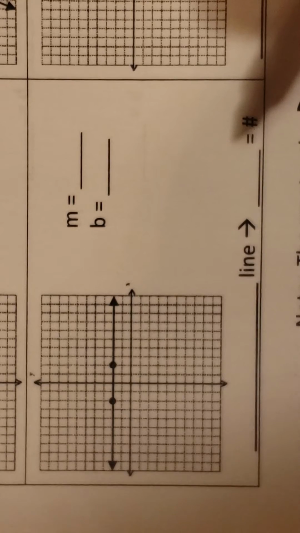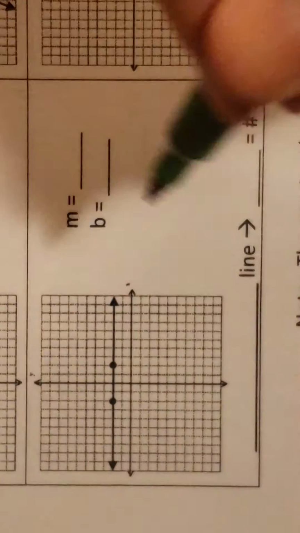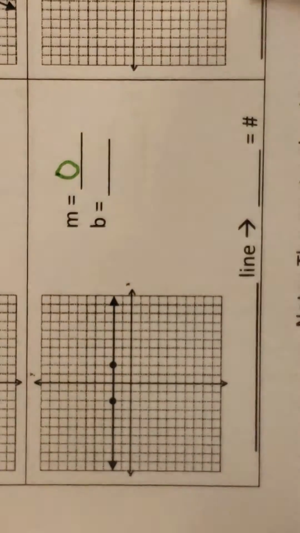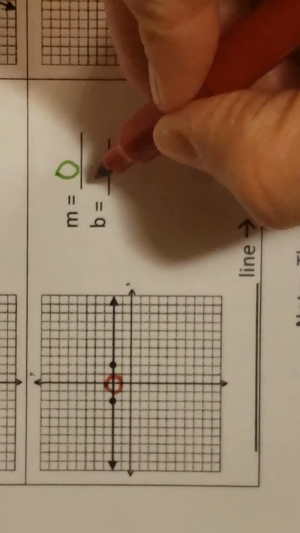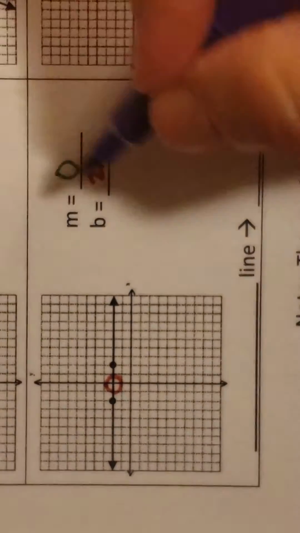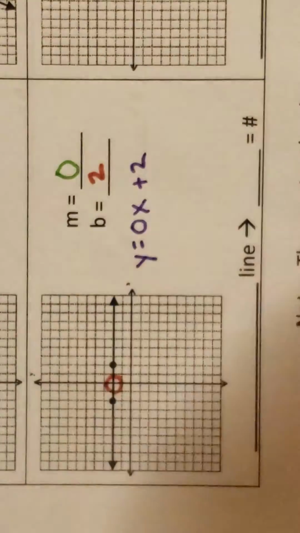Do you remember? A horizontal line has a slope of what? Do you remember Mr. Slope Guy? He has a horizontal mouth, and his little dimples are, yeah, zeros. This is a slope of 0. There's no slope to this line. It's perfectly flat. And the intercept is at 2. So if I wanted to write an equation, I could say y equals 0x plus 2.